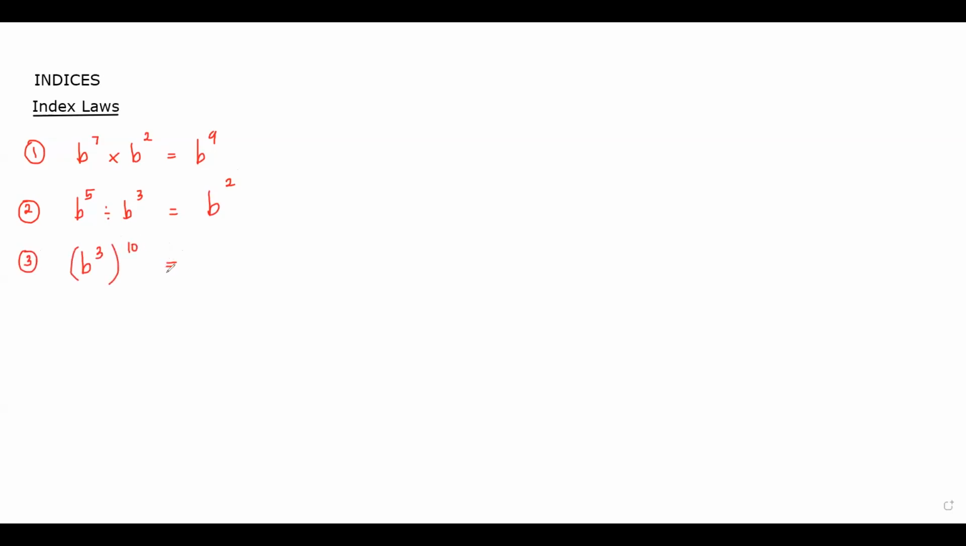What happens here? B to the power 30. What is B to the power 0 equal to? 1. How do we write B to the power minus 2? 1 over B squared. Good.